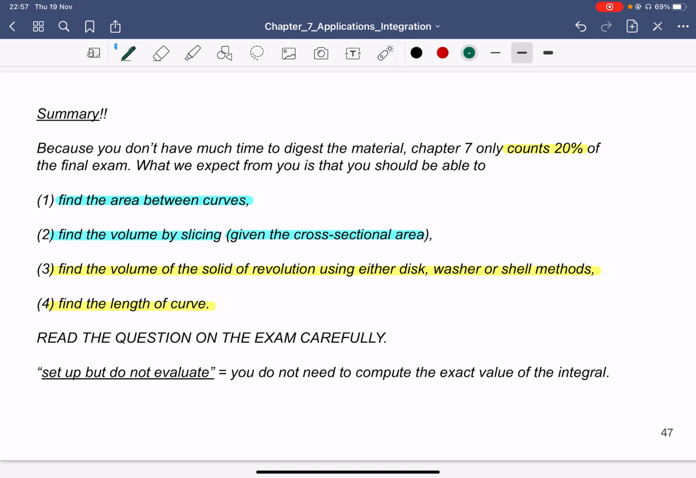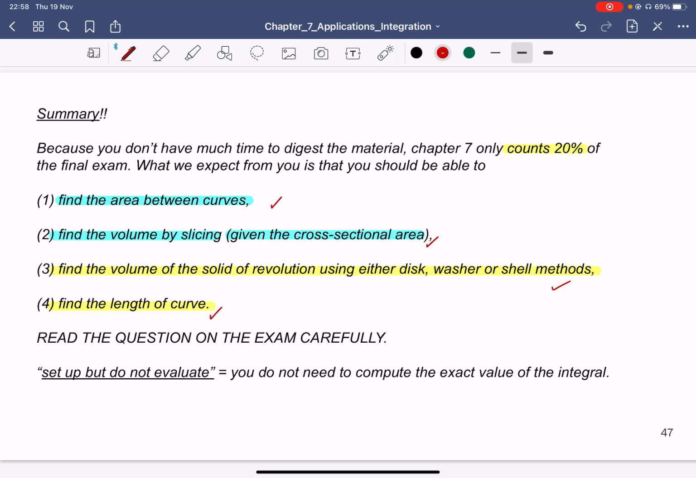So you can expect these four topics, only 20%. You can expect one question on finding the area, one question on finding the volume by slicing, one question on arc length, and maybe one or two questions on the washer and shell methods. Does it make sense? That will count for 20% on the final exam.